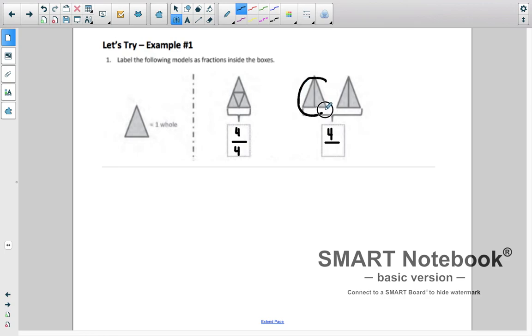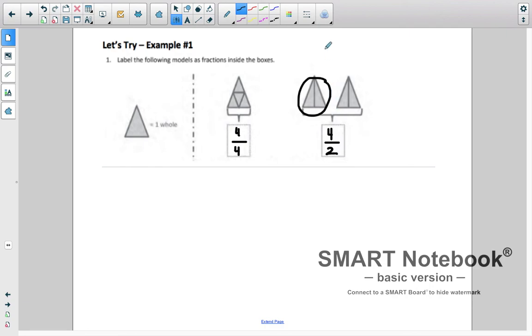Let's just look at the first rectangle. How many pieces is this rectangle split into? It's split into 2 pieces. This rectangle is also split into 2 pieces. So we just need to consider one rectangle equals 4 halves.